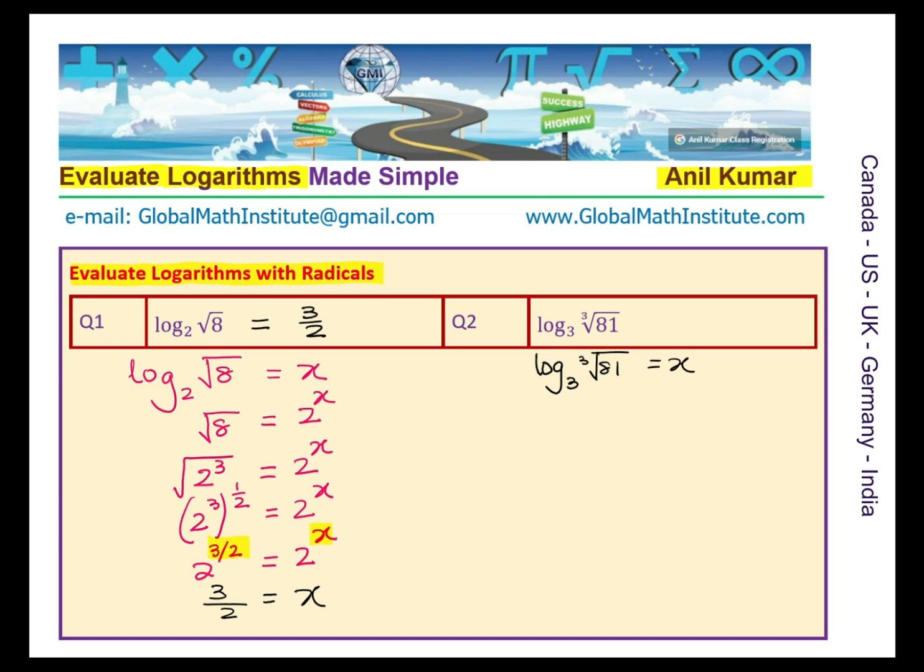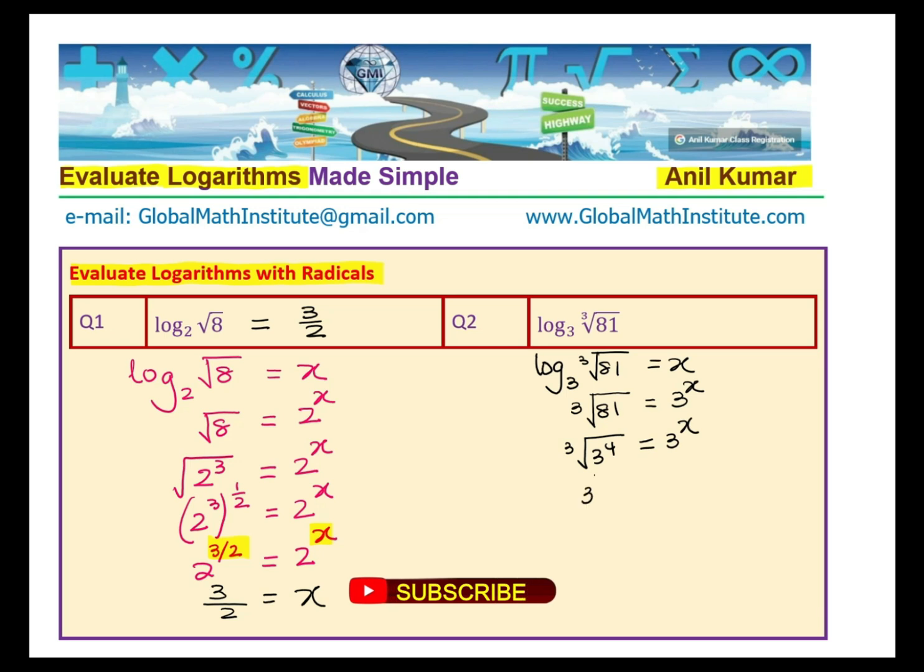Writing in exponential form, we get cube root of 81 equals 3 to the power of x. 81 is 3 to the power of 4, right? So we get cube root of 3 to the power of 4 equals 3 to the power of x. Now that means we are writing this as 3 to the power of 4 to the power of 1 over 3, right? Which is 3 to the power of 4 over 3.